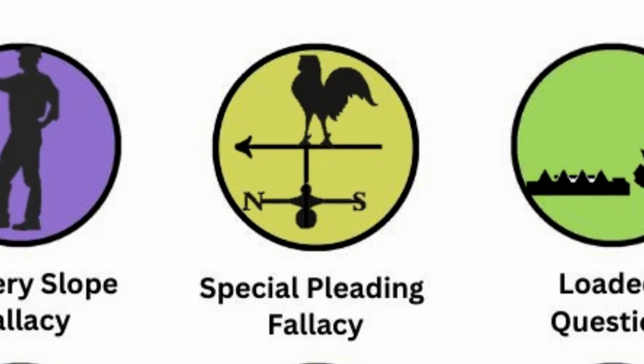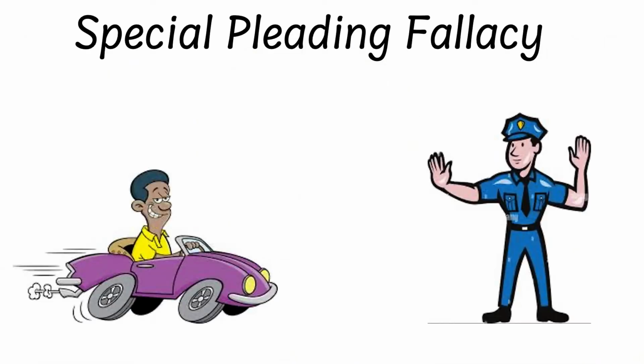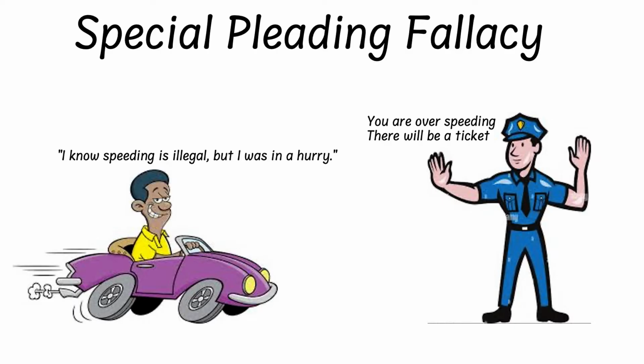Special pleading fallacy. Special pleading occurs when someone applies different standards to similar situations without valid justification. It often involves creating an exception to a general rule without adequate reasoning.